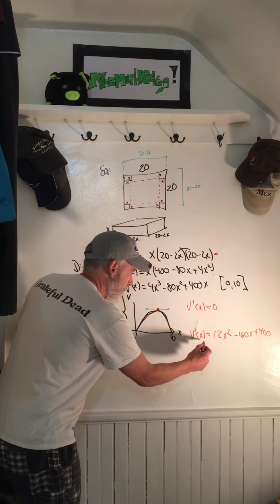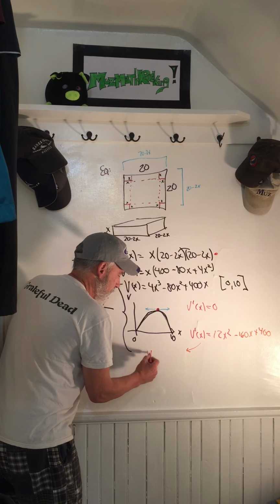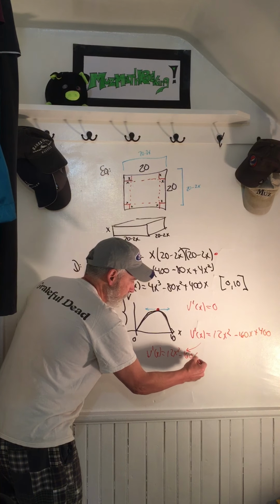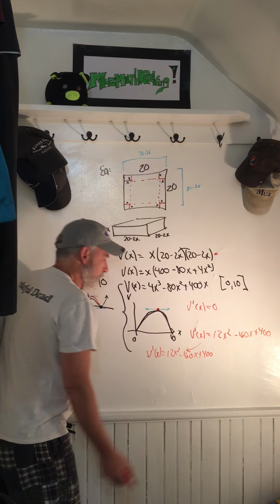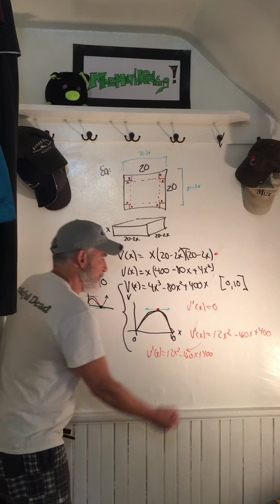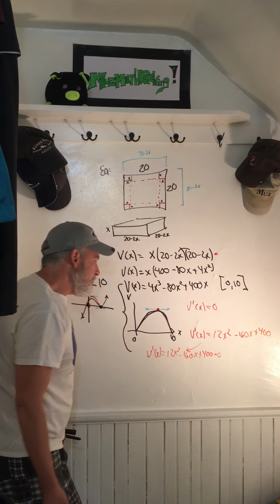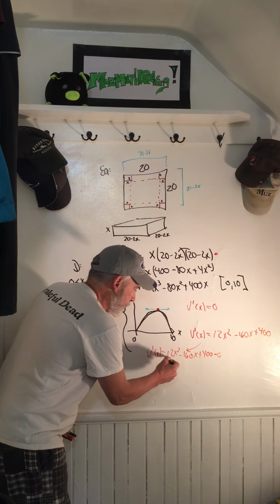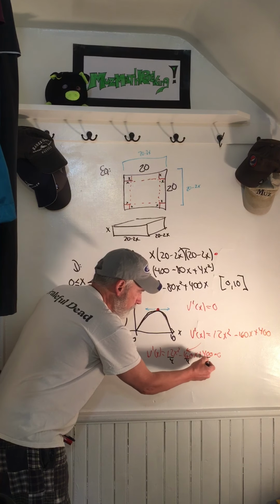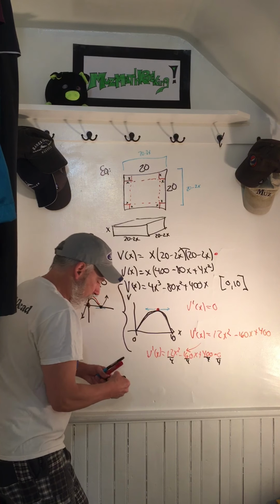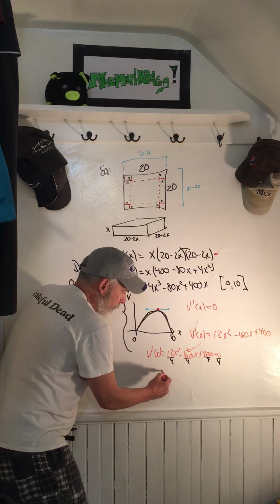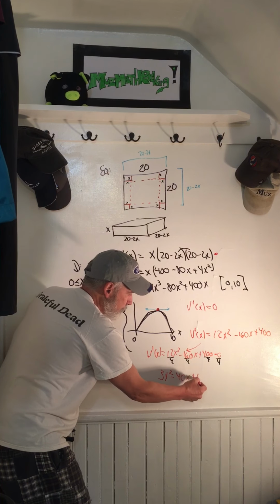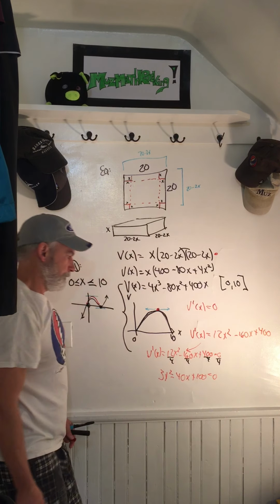Maybe I should just rewrite it over here. So V prime of x equals 12x squared minus 160x plus 400. Now I want to set this equal to 0, so I can divide out a 4. I'm going to divide everybody by 4 since I'm setting it equal to 0, to get me to this simple idea. I want 3x squared minus 40x plus 100 equals 0.